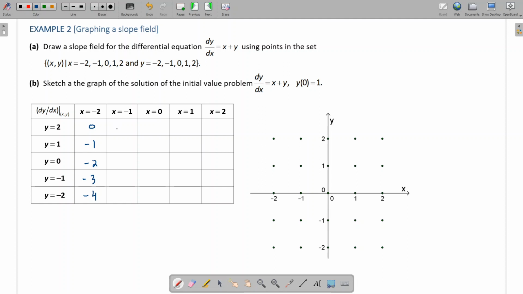Then do the same thing going down the next column. So it'll be 1, 0, -1, -2, -3. We're just counting basically on each of these. All right, the next one is 2, 1, 0, -1, -2, then 3, 2, 1, 0, then -1, 4, 3, 2, 1, and 0.